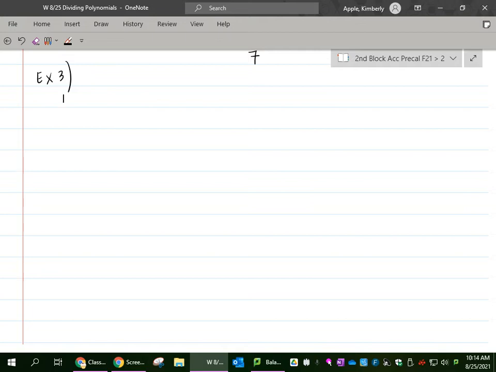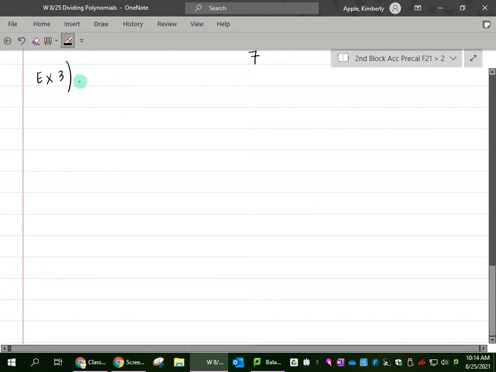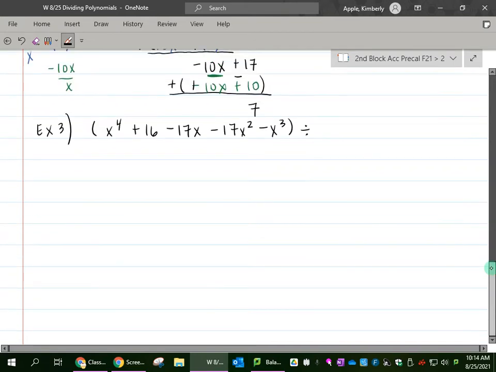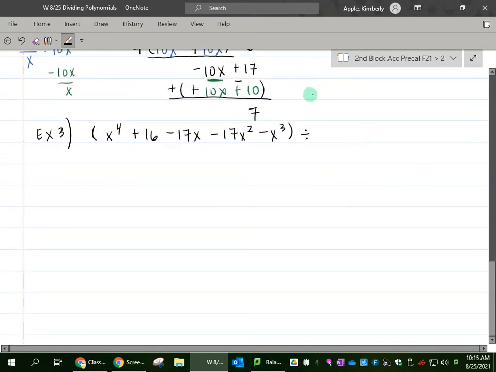Okay. Right, so let me see, example number 3. Let me write the problem here. Example number 3 is x to the 4th plus 16 minus 17x minus 17x squared minus x cubed divided by, push this up a bit, negative 5 plus x. Negative 5 plus x.